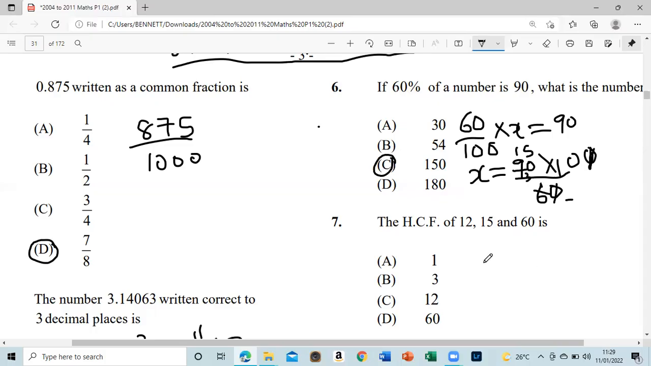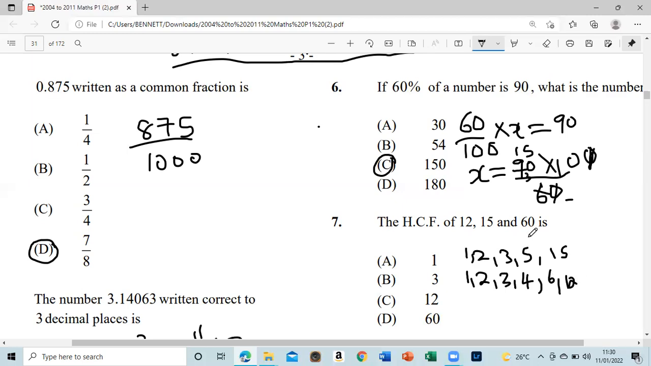All right, the highest common factor of 12, 15, and 60 is, all right, first, we list all the factors. So these are the factors of 15: 1, 3, 5, and 15. All right, that's the factors of 15. And same thing for 12, we shall go by order: 1, 2, 3, 4, 6, and 12, right?